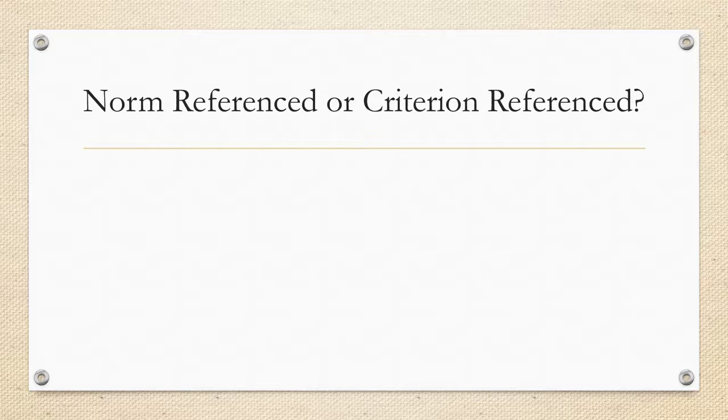Now, once you start to narrow in on at least a goal of your test, if not the specific nature of it, it's also useful to think about how you'll be using the scores. And this changes the way that you think about what you're creating. So it's important to consider this. The two primary distinctions are between norm-referenced or criterion-referenced tests.